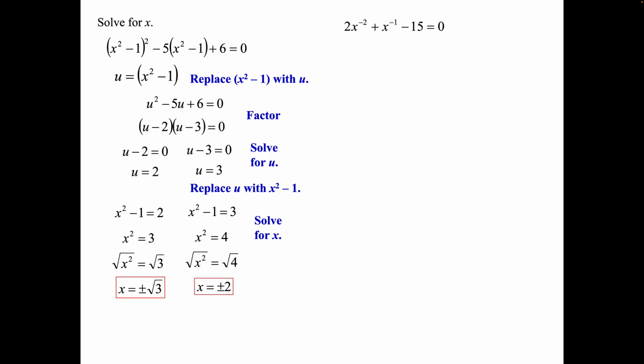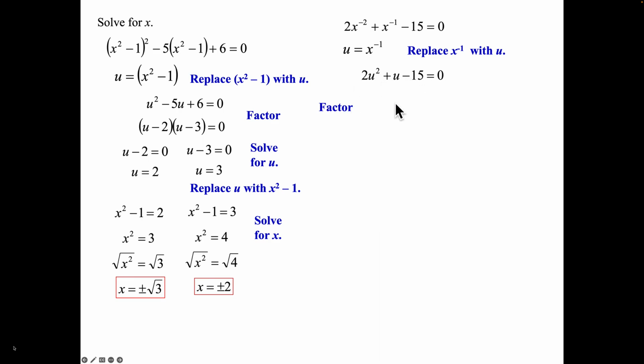Okay, what do we got going on? Oh, we don't have any parentheses, but here's my 2, but it's a negative. Here's my 1, but it's a negative. So what we want to do is think about this negative 2, on your x only, not the 2, just the x. That's going to be x to the negative 1 inside parentheses raised to the power of 2. So u is my x to the negative 1. So now it's 2u squared plus u minus 15 equals 0.